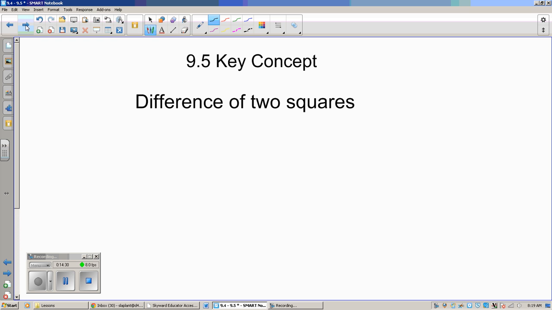X to the second. X to the second power. Good. Y to the second. Sure. Y to the fourth. Yeah. You're getting the drift there.